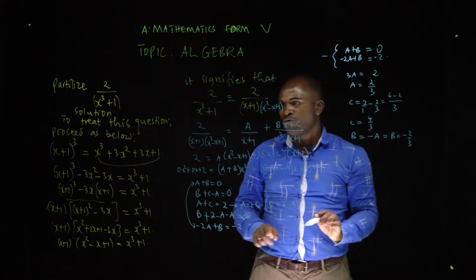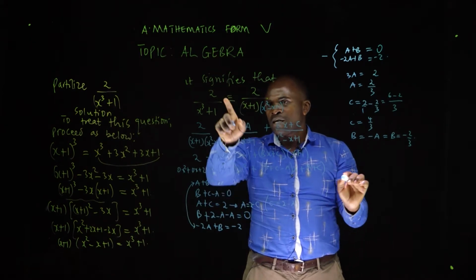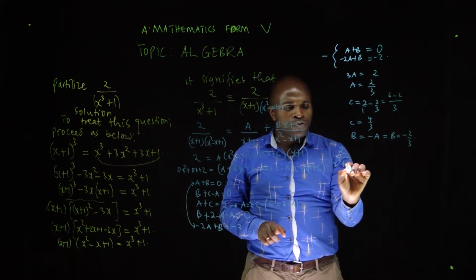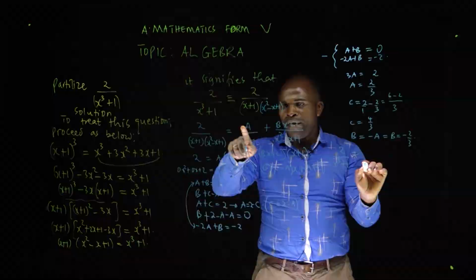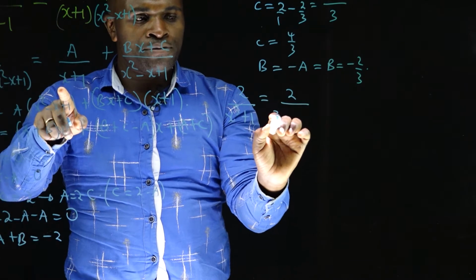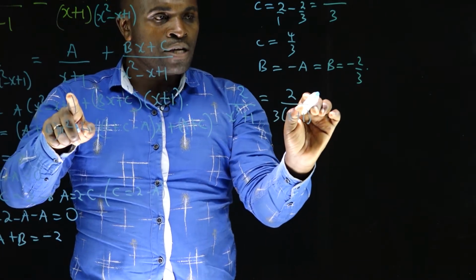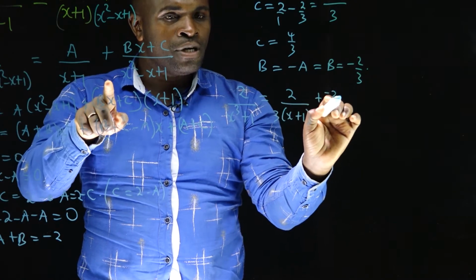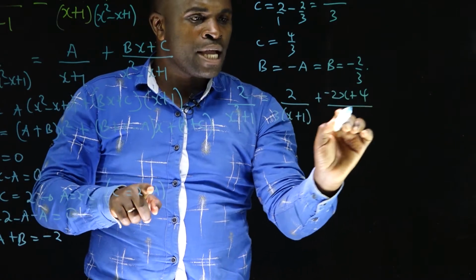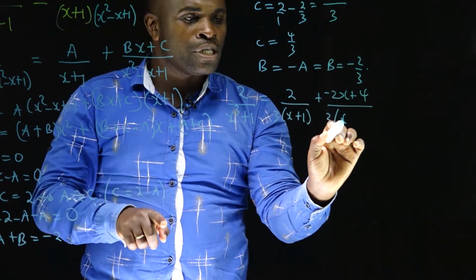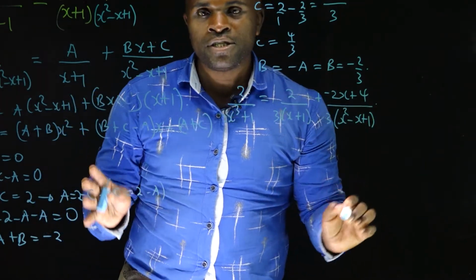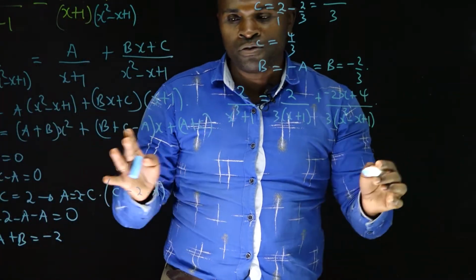So partialization means replacing these values in the original question. So we say 2 over x cubed plus 1 is the same as a, where a is known, 2 over 3, over x plus 1, plus bx plus c, where b is negative 2 and c is 4. They all contain the denominator 3, so I can put 3 down here and then x squared minus x plus 1, hence partialized. You can see, student, how this question is very impressive.